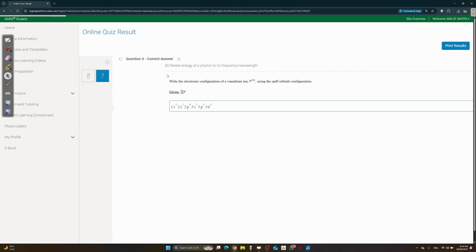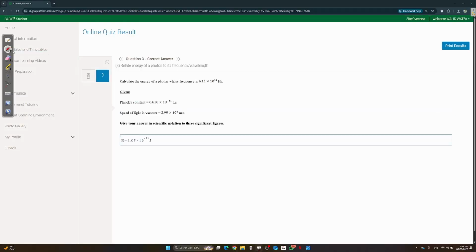Question 3. The energy of a photon whose frequency is 6.11 times 10 to the power 14. This is Planck's constant h. Well, this is the speed of light c. Basically, in physics we used to do E is equal to h times f.